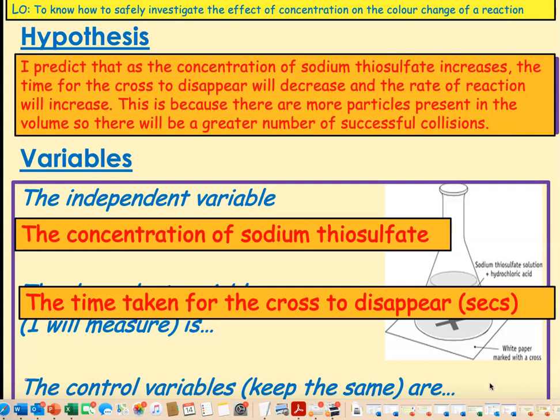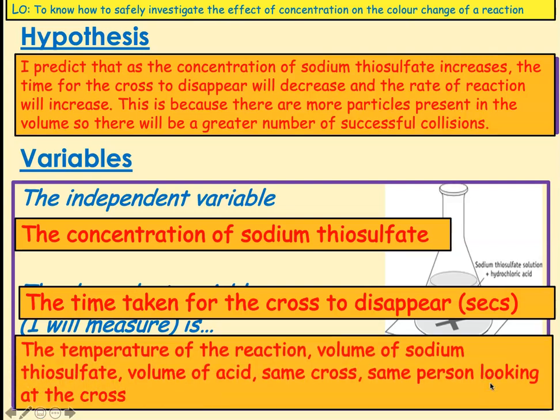Okay, welcome back. Right, so the things we're going to have to keep the same are the temperature of the reaction, because that would make the reaction go at a different rate. The volume of sodium thiosulfate, because that will determine how many particles we've got. The volume of the acid, again, a different amount of acid would mean we might get a different amount of precipitate.